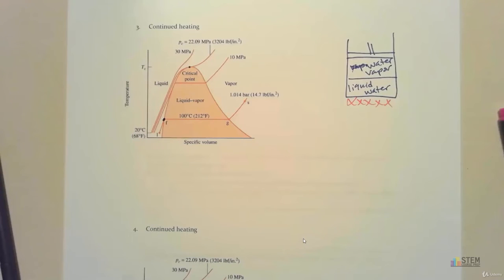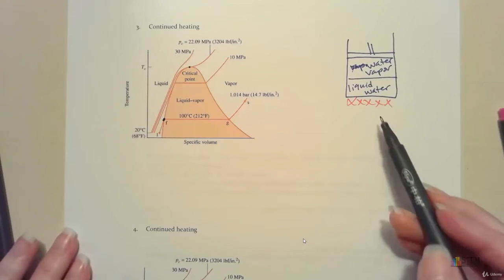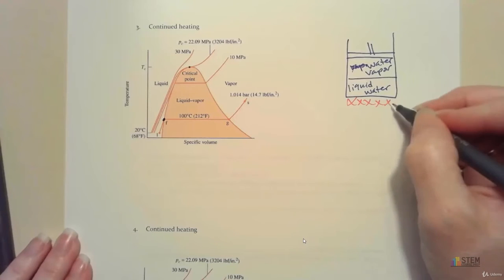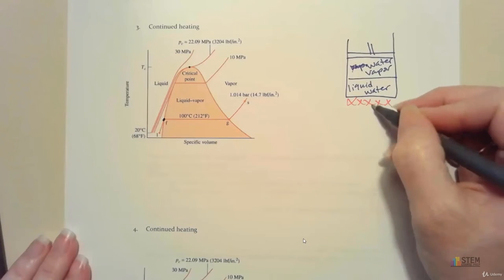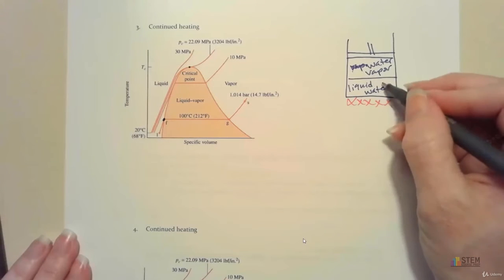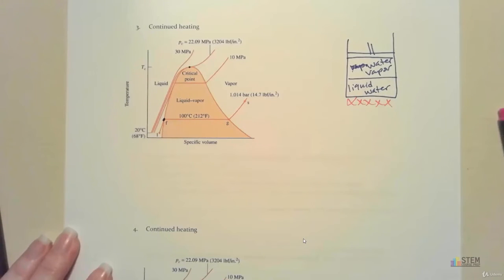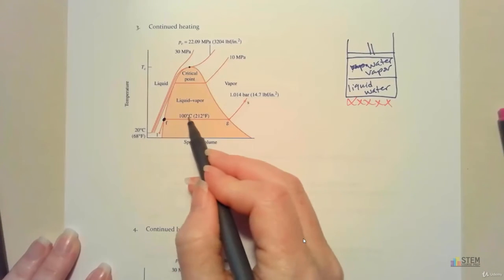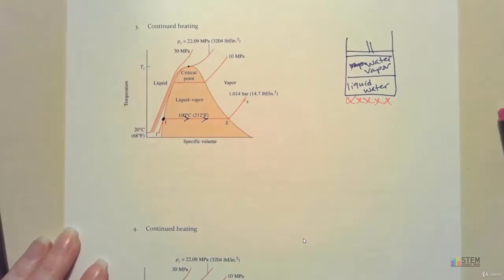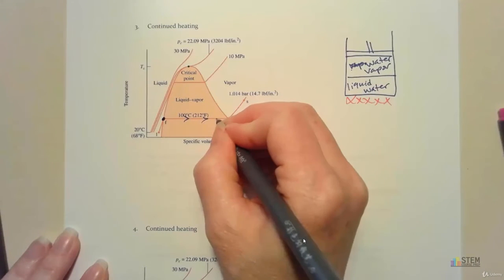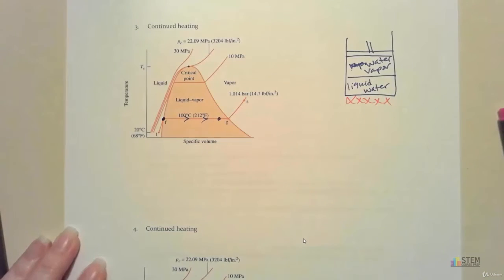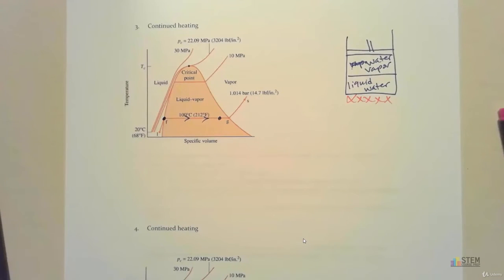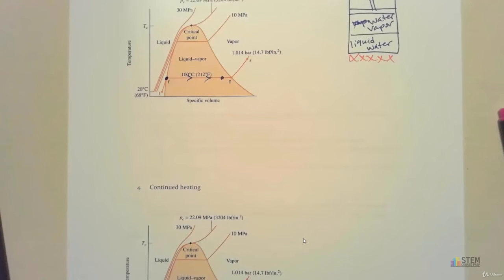All right, so it's pretty interesting, I think. We're going to continue to add heat, and the energy sent into this system is used to vaporize that water. So F, this point here, is going to move across this horizontal line, and let's say we stop somewhere in the middle of that vapor dome. We're producing water vapor now, and we still have liquid water, so we've got this mixture.